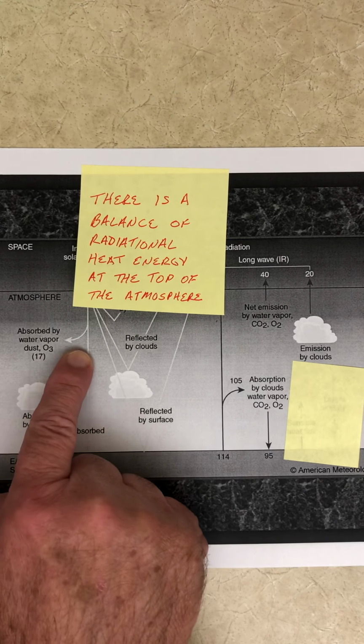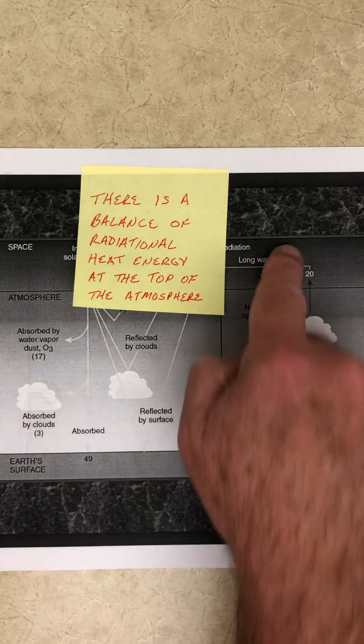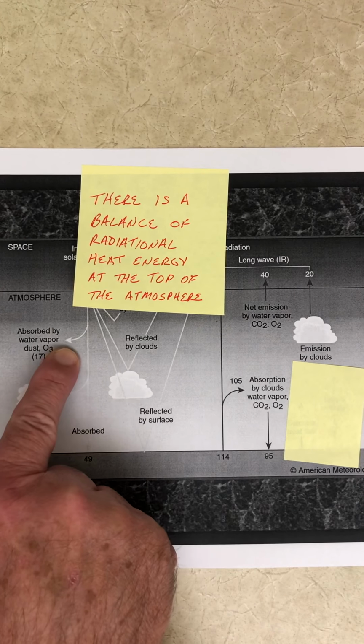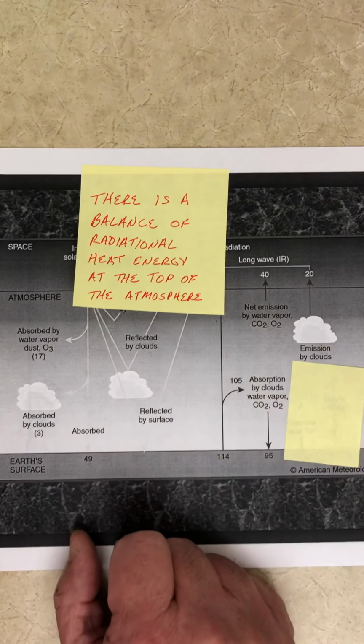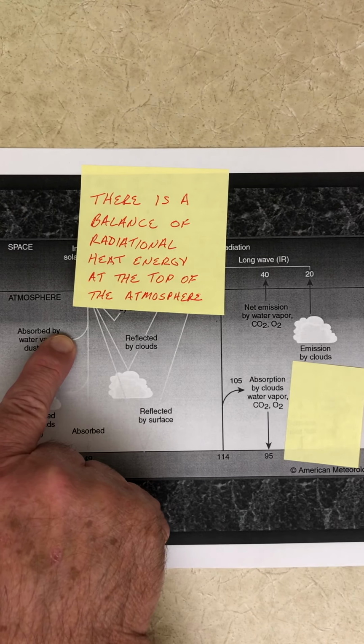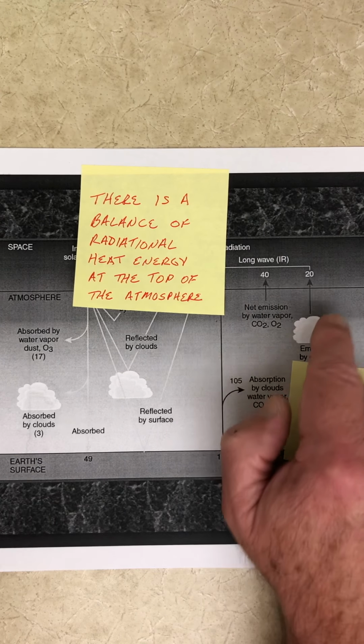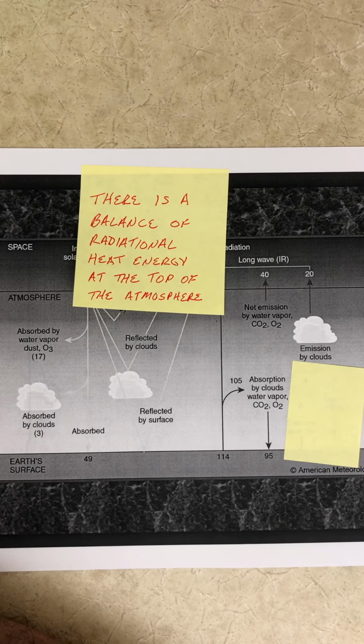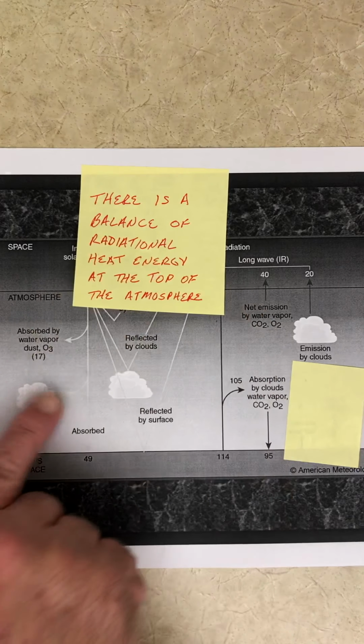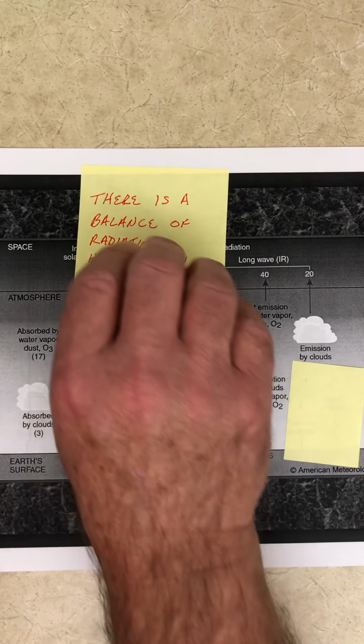So all of the energy that it receives, it also emits. 100 units of solar radiation coming in, 100 units of solar and terrestrial radiation leaving. So the Earth is a black body. All of the energy it receives, it also emits. So that's the first thing that you need to get from this figure.